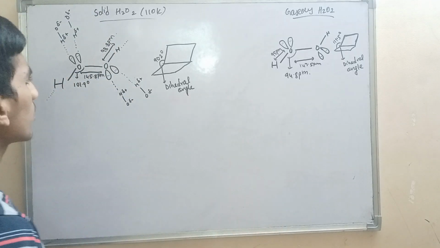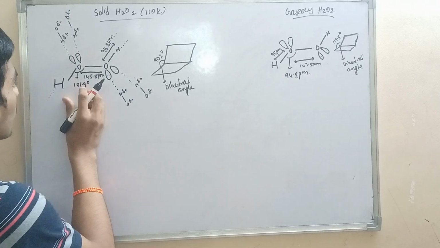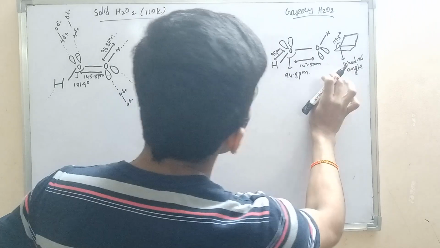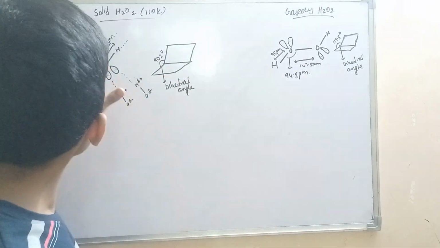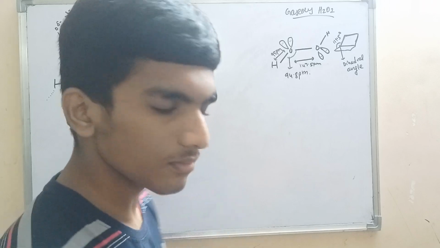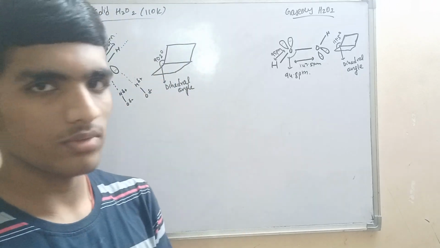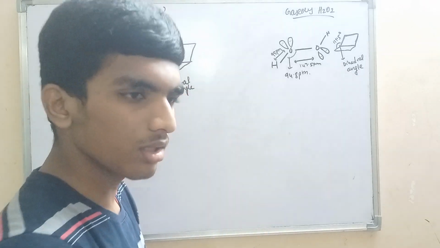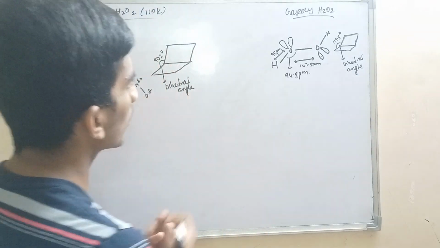Let's start. Now, this is H2O2 in solid state. This is H2O2 in gaseous state. Why are hydrogen bonds there here? Why are hydrogen bonds not there here? We know that hydrogen bond is a weak force. Yes, it's one of the weakest forces in chemical bonding. We will discuss it. Don't worry.